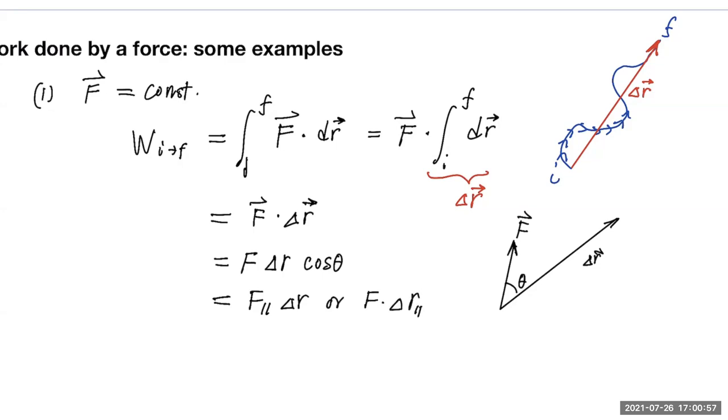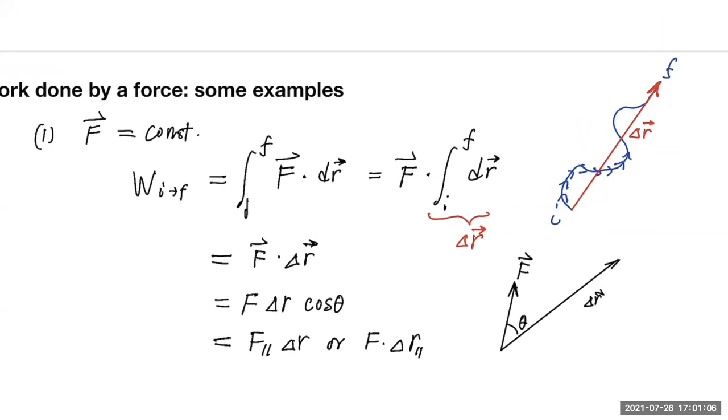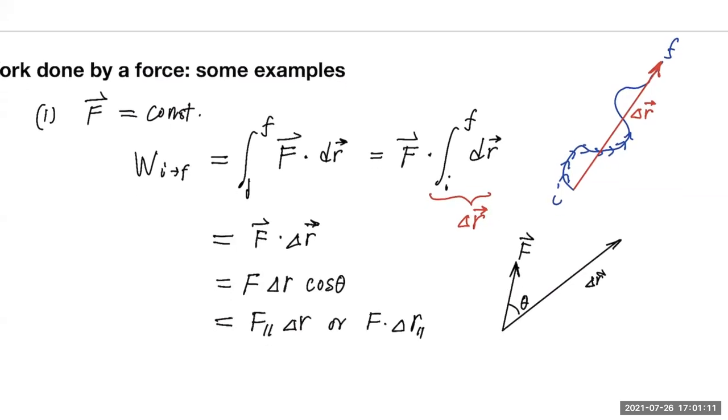Now, what do I mean by that? F parallel means you look at the component of F along delta r. So you take that F and break it down into F parallel, which is parallel to delta r. Or you can keep the direction of F, but you take delta r and break it down to a component along F. So delta r parallel is the component of delta r along the direction of F.